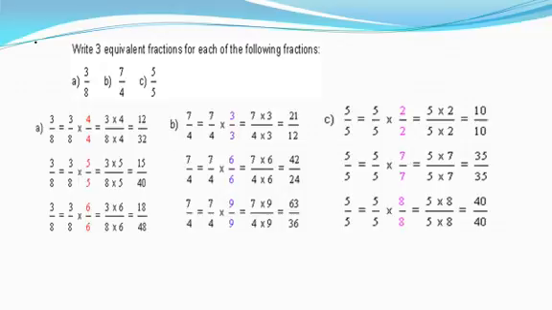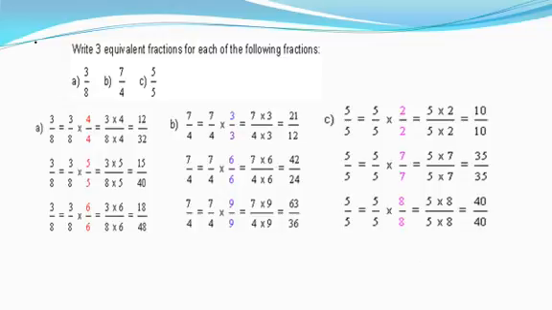Write 3 equivalent fractions for each of the following fractions. The first one, 3 over 8. We want to find out the equivalent fractions of 3 over 8. You can multiply or divide the numerator and denominator by the same number.